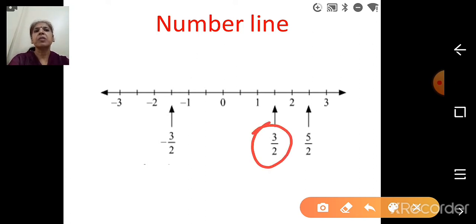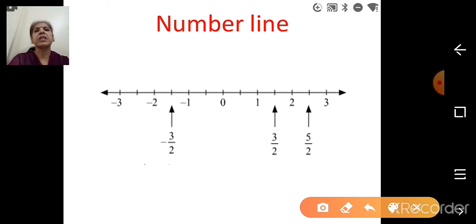How did you get 3 upon 2? 1 upon 2, 2 upon 2, this is your 3 upon 2. So this way neatly you are going to show. Then the next number, 5 upon 2. Same counting you do. After 0, it is the positive side. 1 upon 2, 2 upon 2, 3 upon 2, 4 upon 2. This is your 5 upon 2.